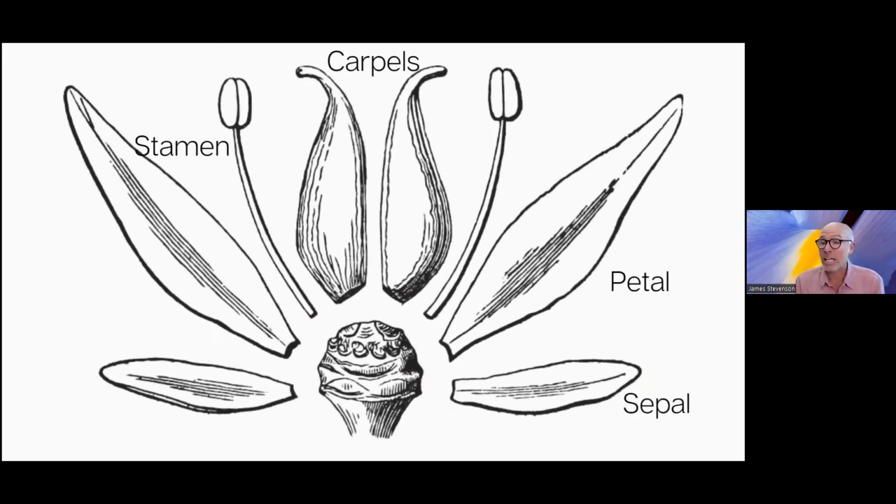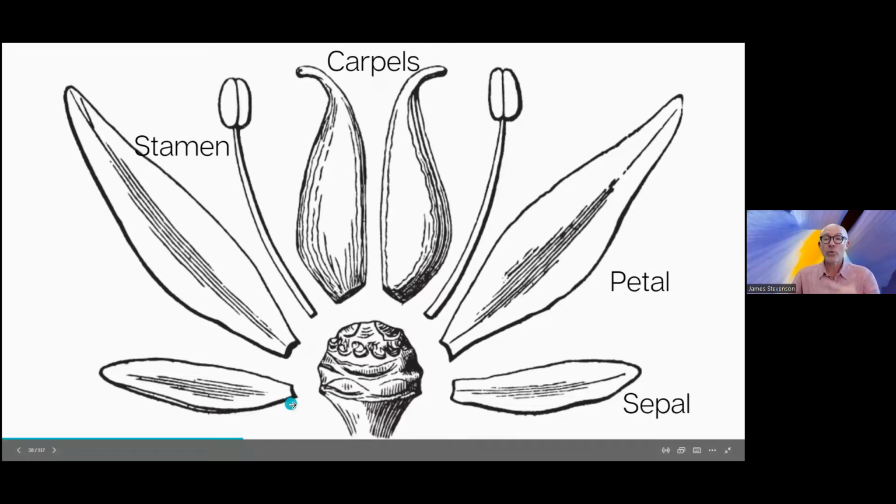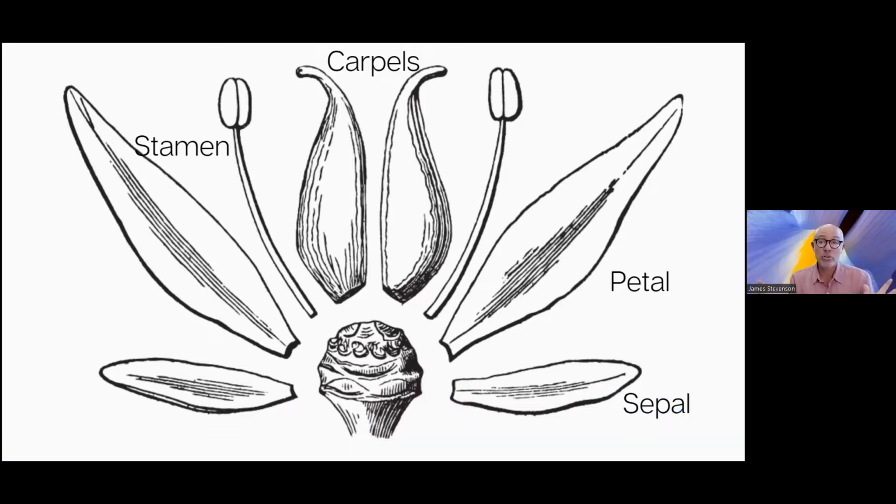It's time for some botany. It's time for some big words. The outer whorl of a flower is composed of modified leaves that are called sepals. Sepal. So in this diagram here, in this cutaway, this lateral section, you can see the outer whorl is made of these modified leaves called sepals.